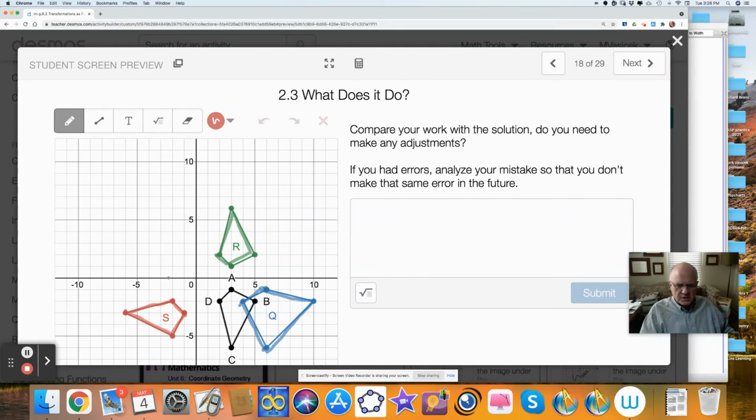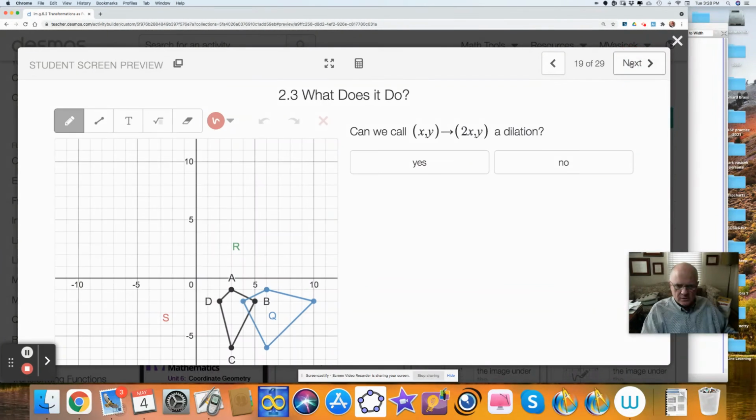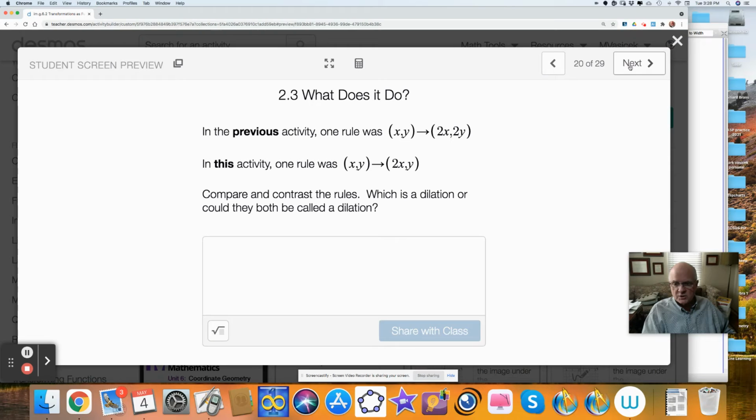If you get to page 18 and it's not correct, you can go back and check it. This is to see that it is correct. And we call this a dilation? No, this is not a dilation. Why? Because it doesn't have a point of dilation. It doesn't have a center of dilation. It's a dilation in one direction. This was the dilation that we had earlier.